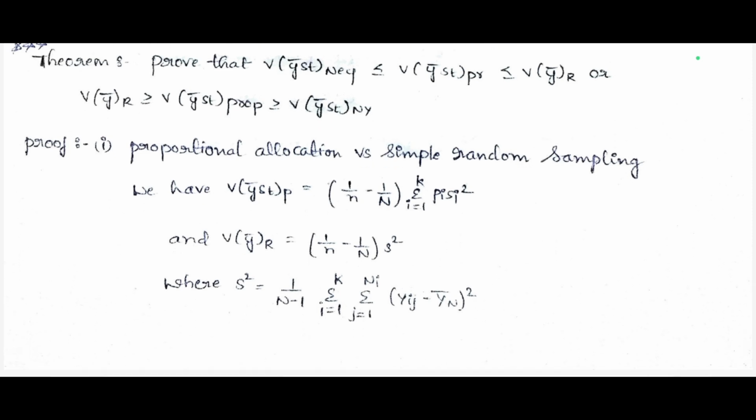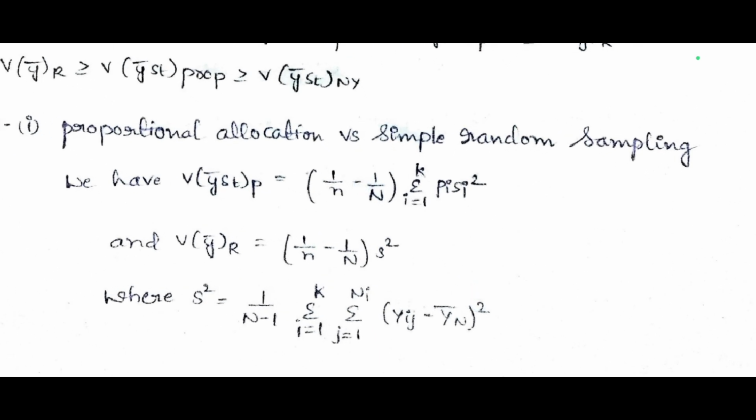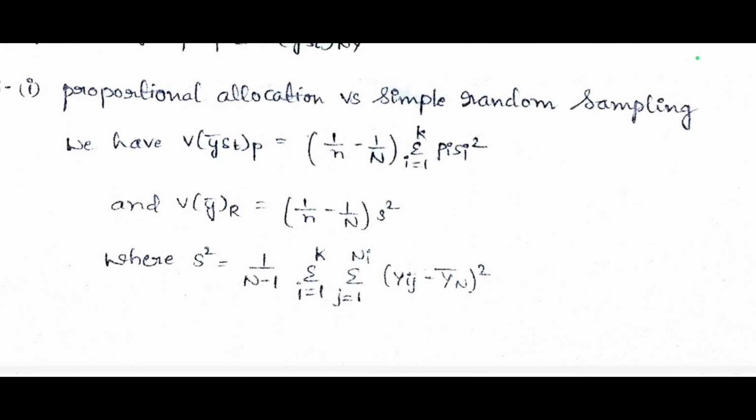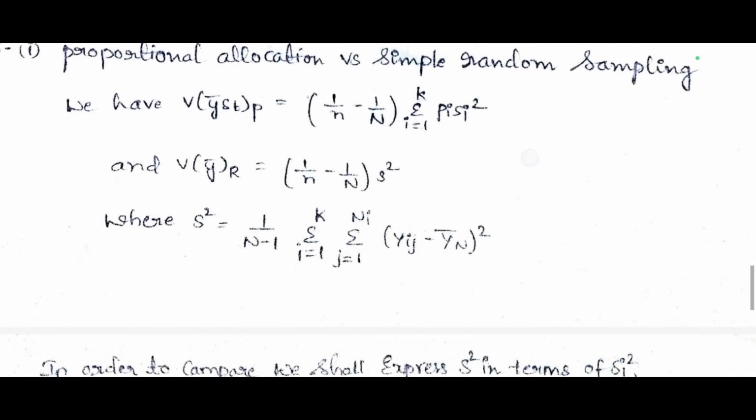Okay, we have the variance of ȳ_st with proportional allocation: (1/n − 1/N) times the summation i runs from 1 to k of P_i S_i². And the variance of ȳ_R, that is denoted with simple random sampling, is (1/n − 1/N) S², where S² is the sample variance or population variance.